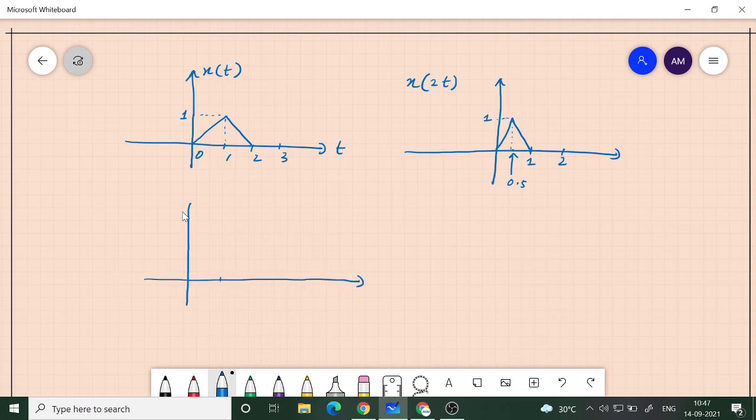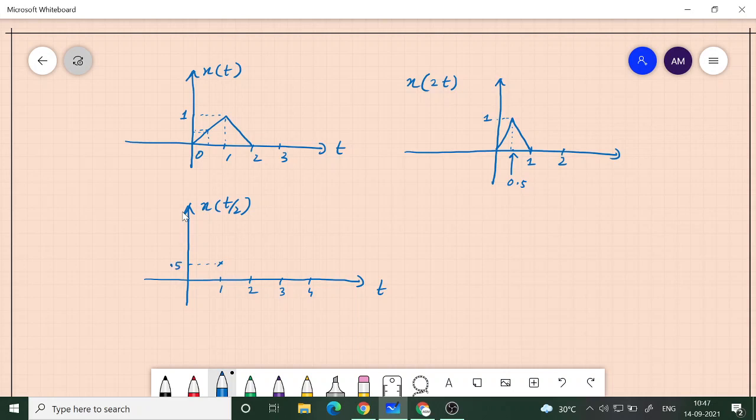So here also you have 1, 2. This is our time, and then x of t by 2. If you are trying to evaluate this, what are we doing? When you take t equal to 1, this expression is x of half. What is x of half? x of half is this, so I have to put that value in here, which is basically half.